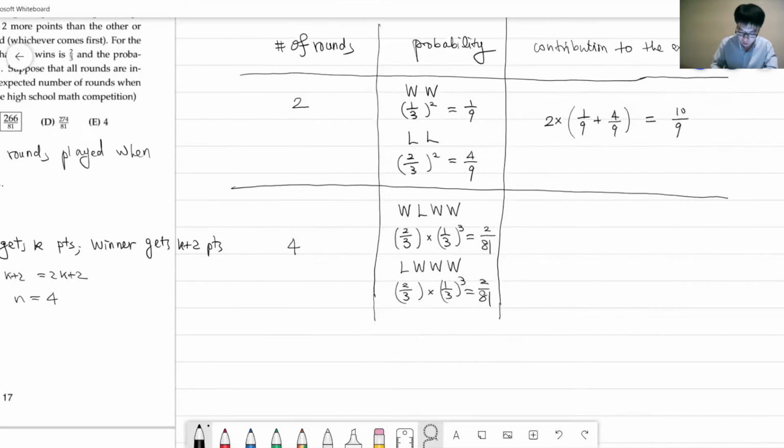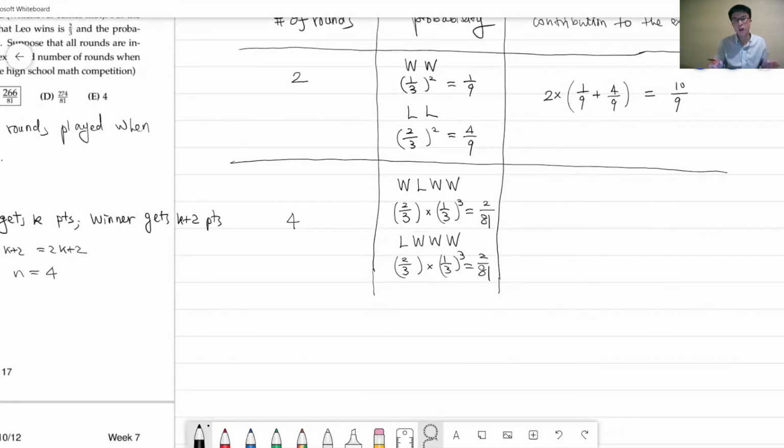We cannot have the first 3 to be W, because that means William wins from the first round to the third round, but if he wins 2 rounds, he already wins. So we cannot have 3 winning rounds for William from 1 to 3. So we will just have these 2 cases.